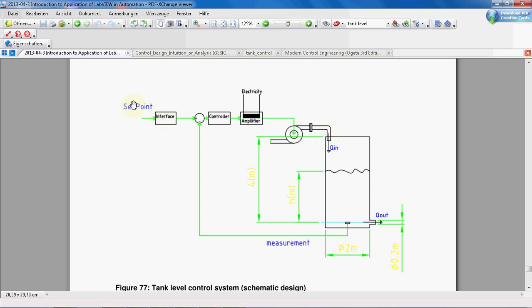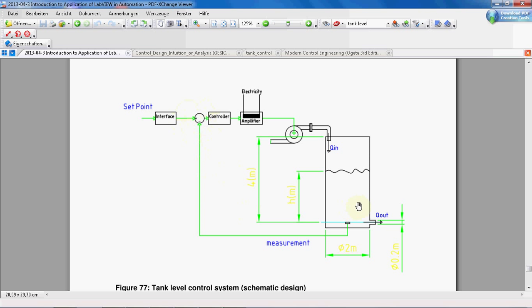We give a set point. Let's say we will have an interface. We type 8 on our interface, and this interface transforms this input value to a certain voltage. Let's say it transforms, for example, if we enter 2, it transforms this 2 to 0.2 volt. Okay, it goes to the summation point.